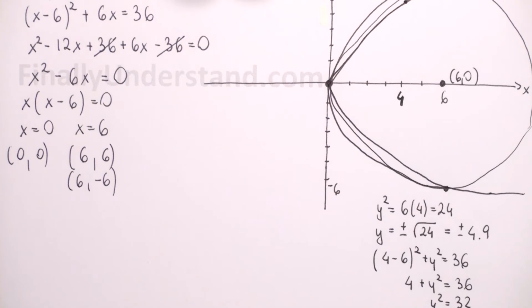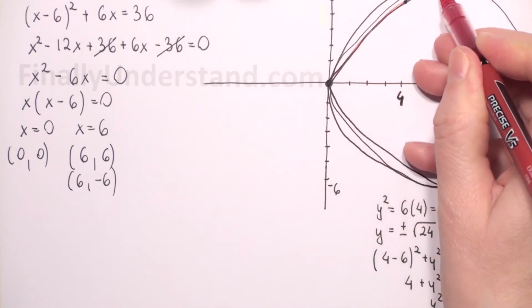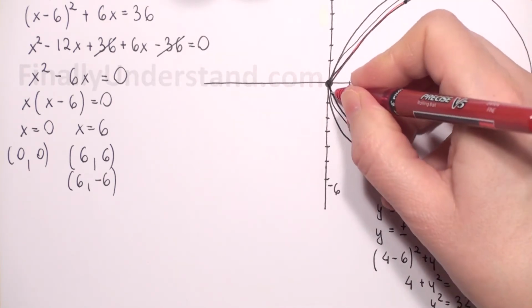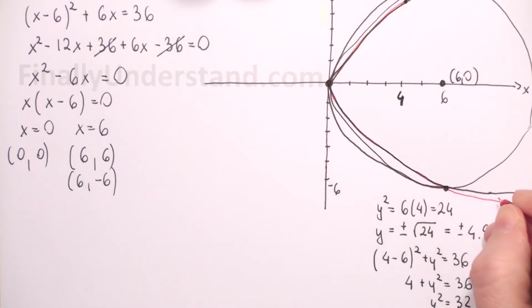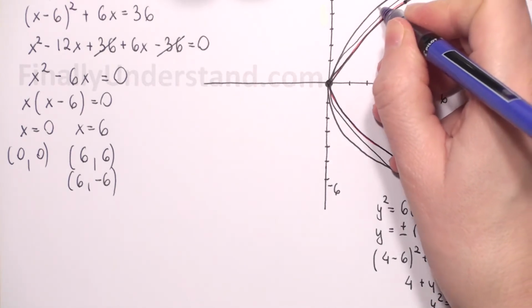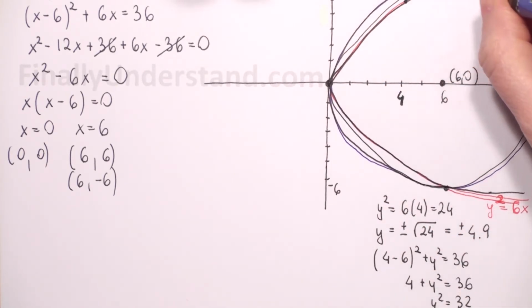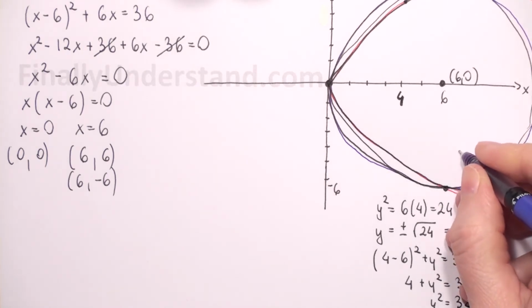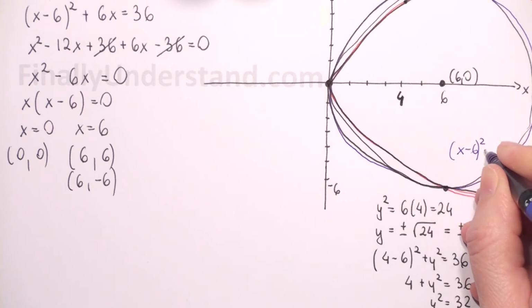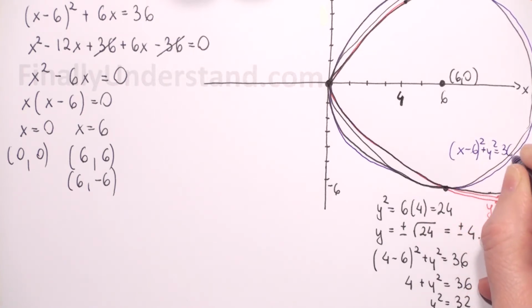Let me use a different color. Our parabola is red. This is y squared equals 6x. And our circle is purple, and our circle is (x minus 6) squared plus y squared equals 36.